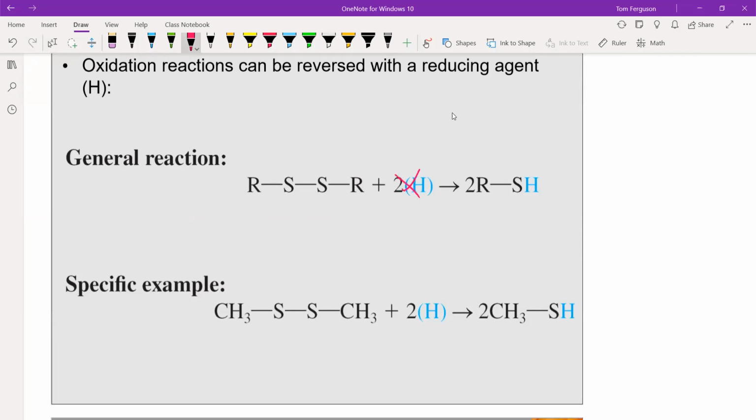Okay, so we're going to do reduction like this in this class. So oxidation is losing hydrogens, reduction is gaining hydrogens.